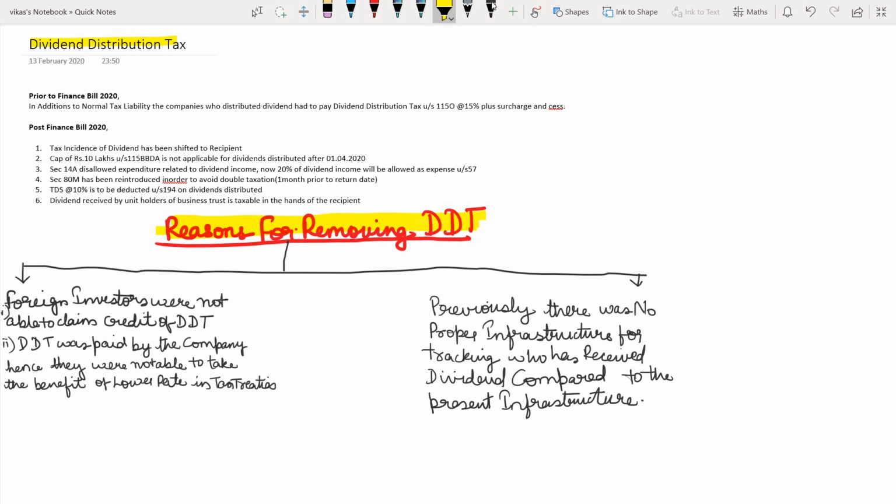The first one is this one. Foreign investors were not able to claim the credit of DDT. The dividend distribution tax was actually paid by the company. It was not paid by the foreign investors. Hence, the foreign investors could not claim the credit of the dividend distribution tax in their home countries.